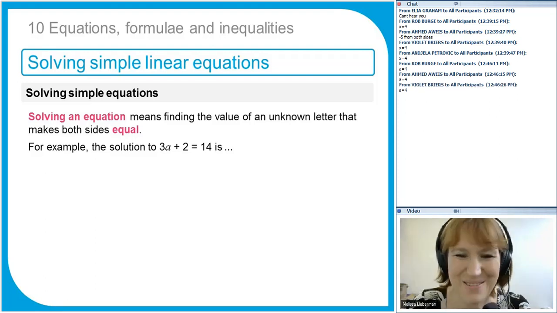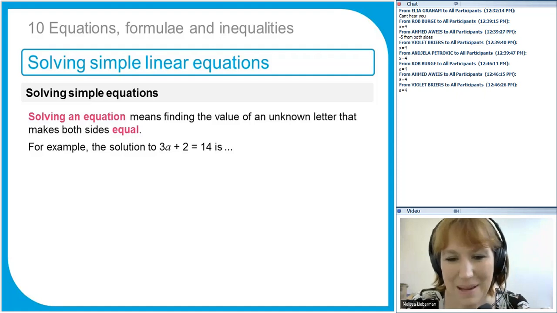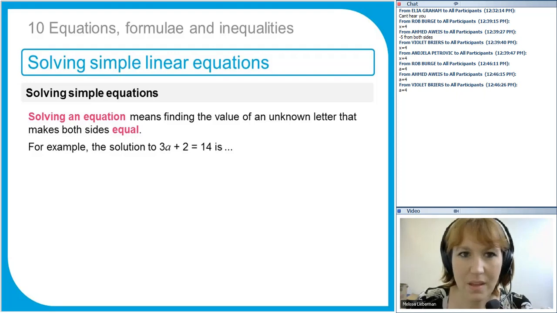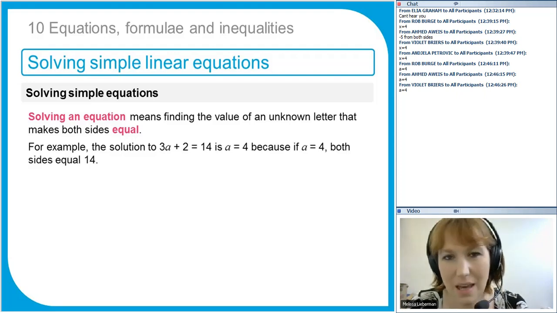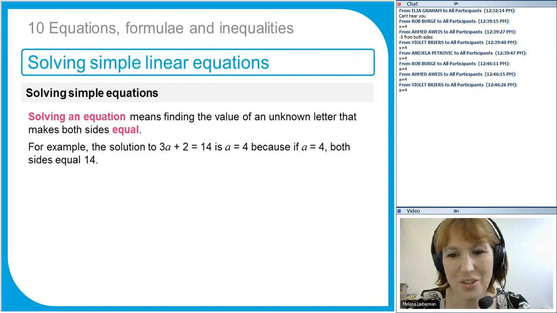It's not intentional. So you can either do it that way, or you can do the same thing to both sides. So subtract 2 from both sides. 14, take away 2 is 12, and then divide by 3. And that will get the A on its own on the left, and it will get the answer 4 on the right.